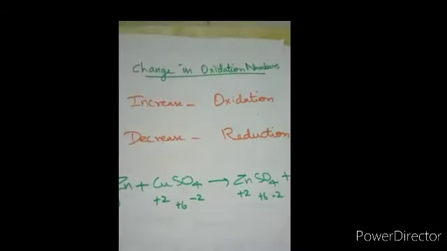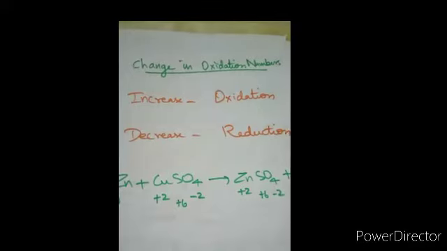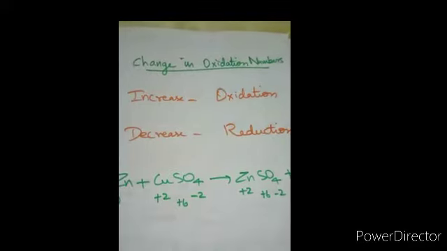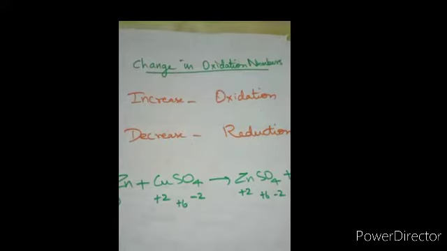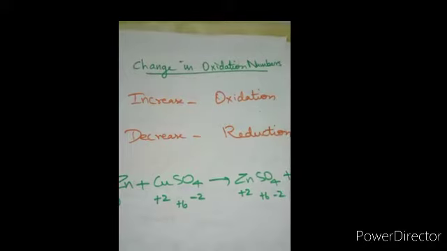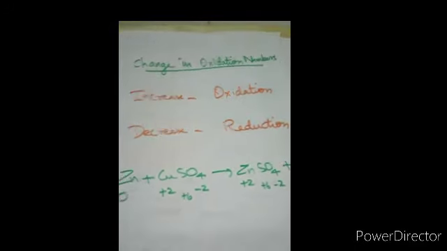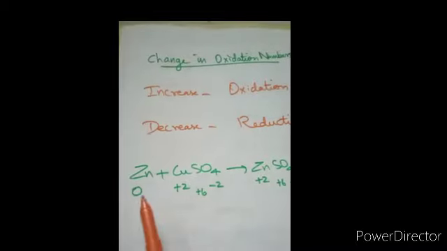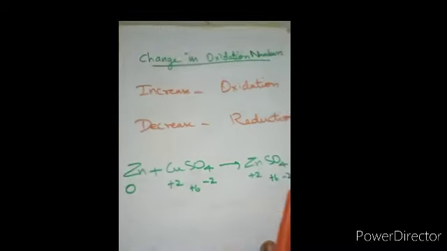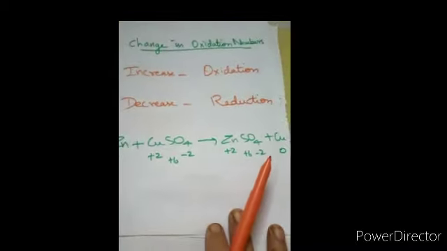To understand a reaction better, the change in oxidation number of the elements while going from the reactant side to the product side is noticed. If there is an increase, it is understood that oxidation has taken place, and if there is a decrease, it is understood that reduction has taken place. Now let us take this example. Zinc reacts with copper sulfate to give zinc sulfate and copper.